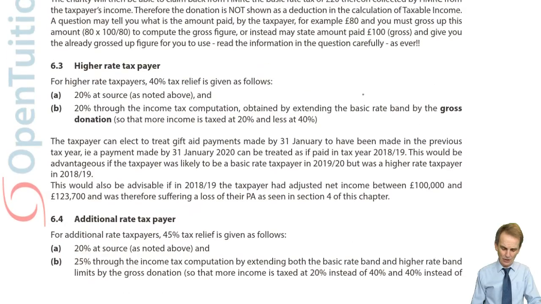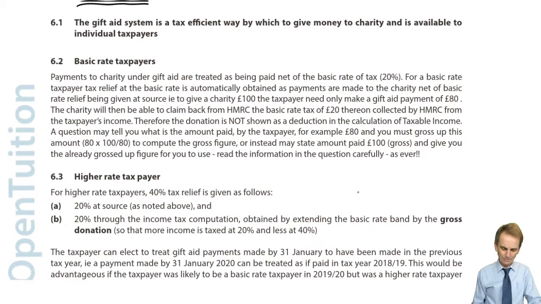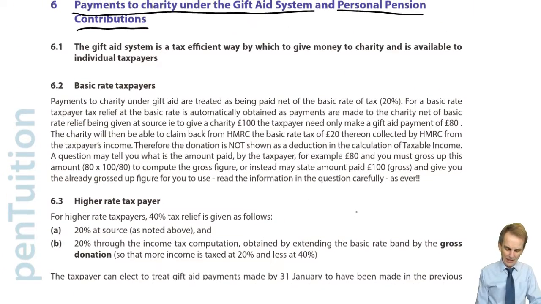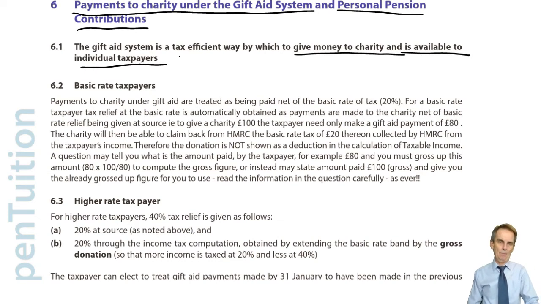Let's just go back to the start of this little note here. It says, firstly, that the gift aid system is a tax-efficient way by which to give money to charity and is available to individual taxpayers. So all of us as individuals. That means it's not available to companies. Companies have got their own way by which they get tax relief in relation to the donations that they pay. Here, though, for the individual.